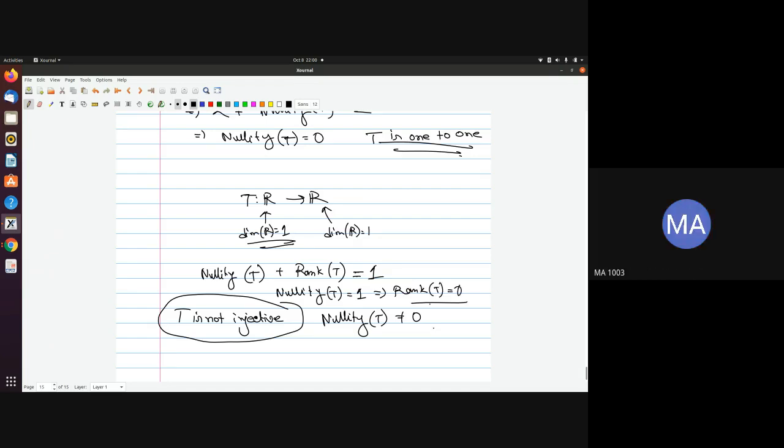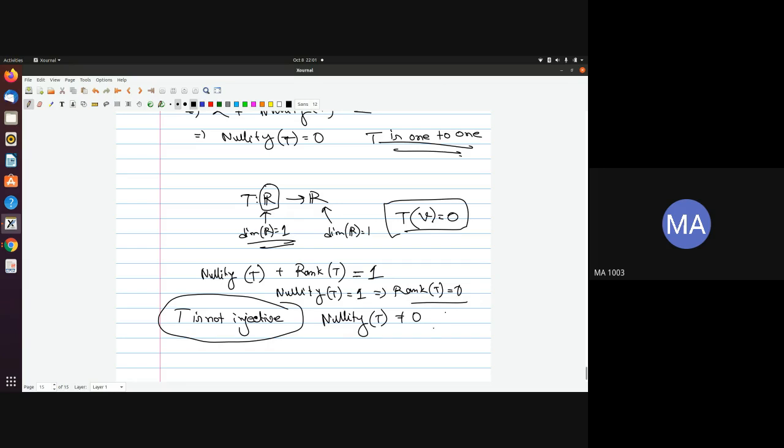And when rank is 0, everything is going to 0. T is the 0 mapping, right? And nullity 1 means one dimensional vector space, so this whole thing is going to 0. So T is basically the 0 mapping. T of any v is going to 0, because both sides are of dimension 1. Correct? Is it clear? Yes. Clear, no?